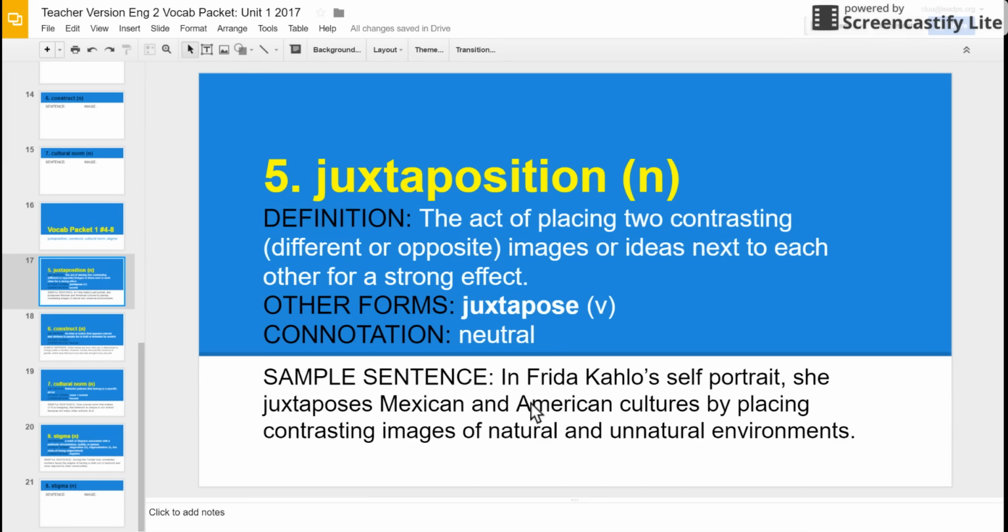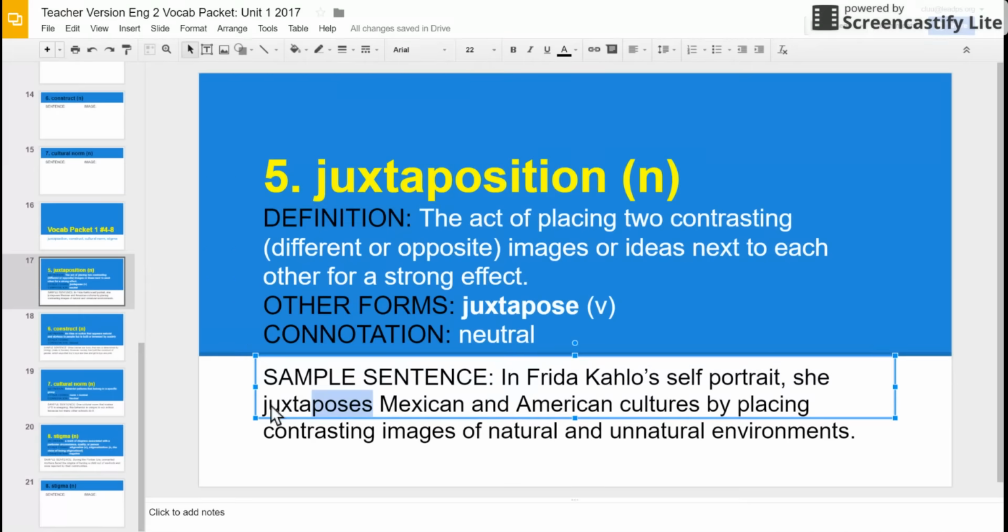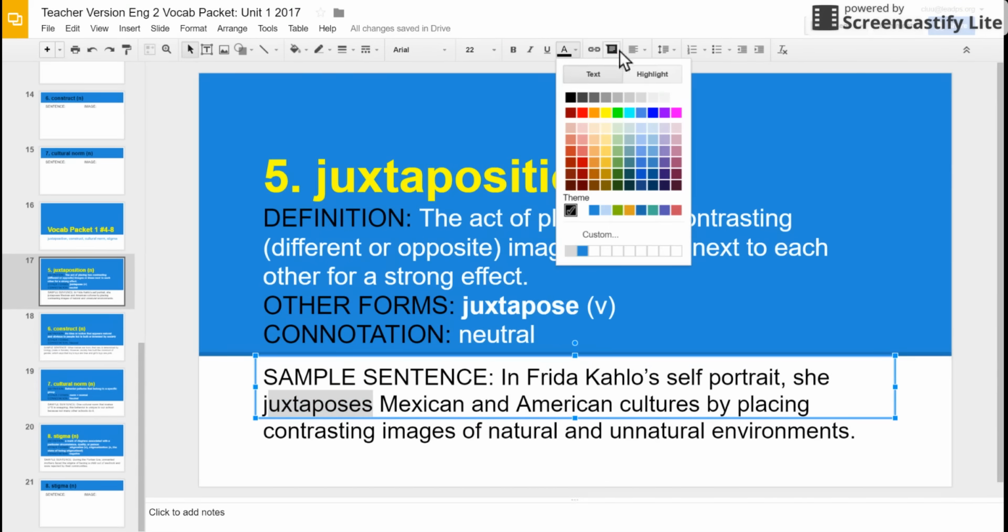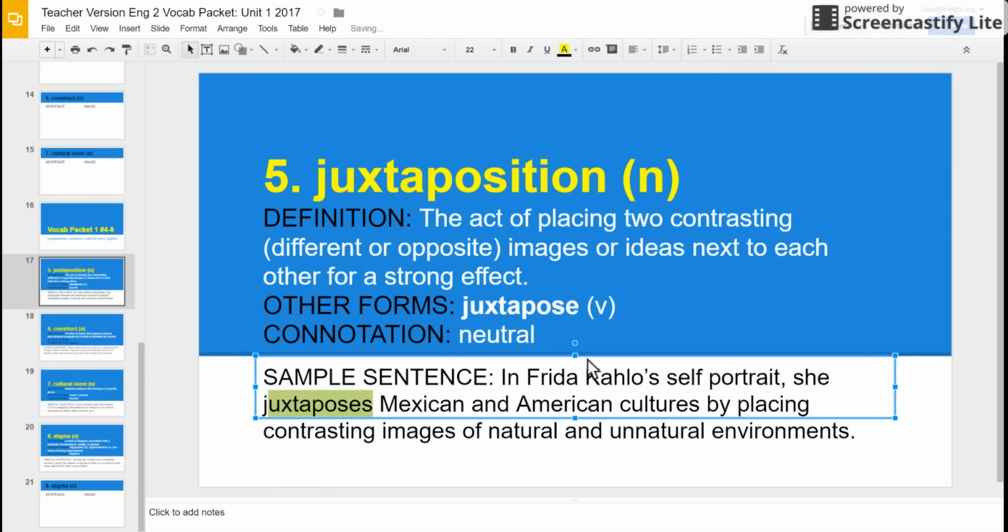And so copy down our sample sentence here. In Frida Kahlo's self-portrait, she juxtaposes, so we're going to highlight this term, Mexican and American cultures by placing contrasting images of natural and unnatural environments. So we're going to highlight the term juxtapose as well as underline contrasting images, and that's your key clue there.